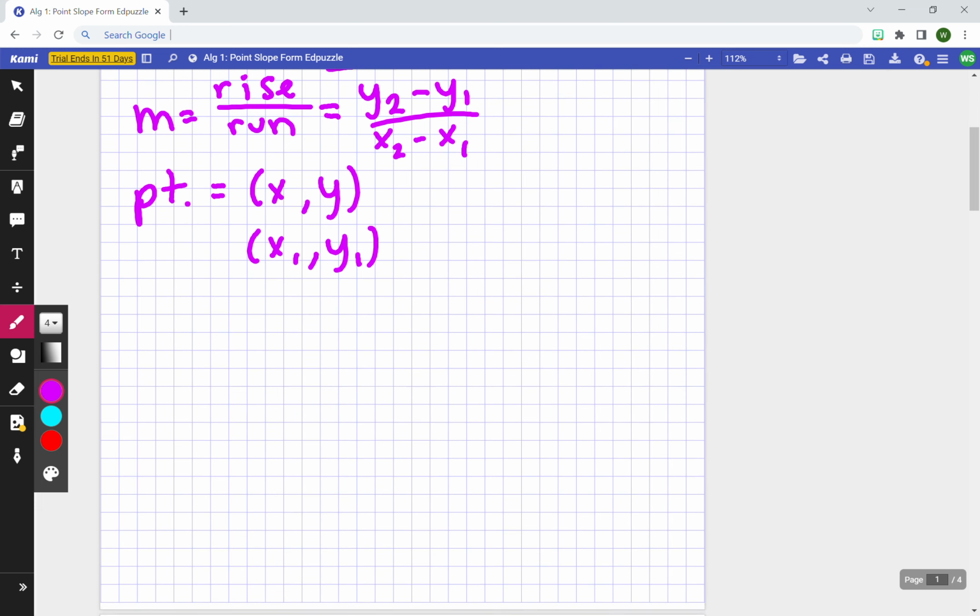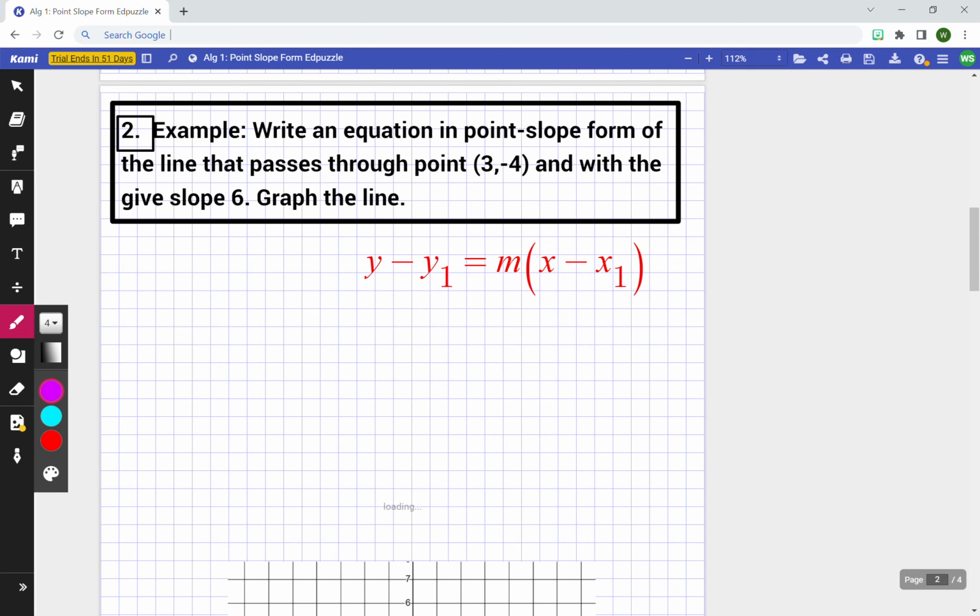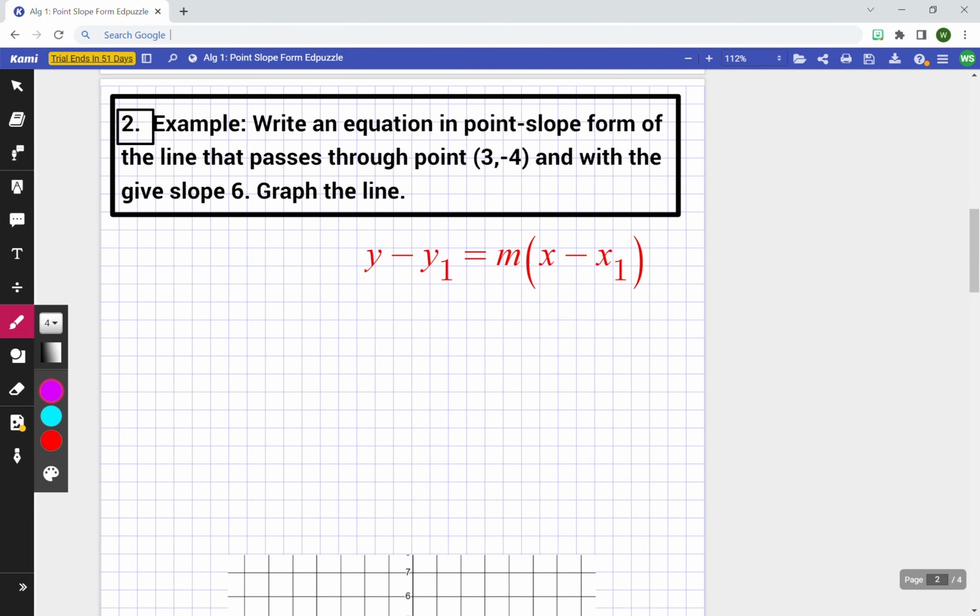So moving on to box 2, we actually have an example to work with. The example is to write an equation in point-slope form of the line that passes through point (3, -4) with the given slope of 6. And it wants us to graph the line. So again, we want to identify the slope, and also the point. Our slope is given as 6, so we can put our 6 right there. And the point that they give us is (3, -4), and we can still label that as x1, y1.